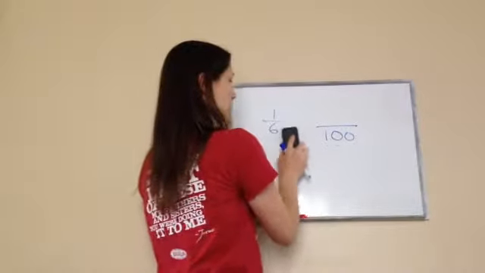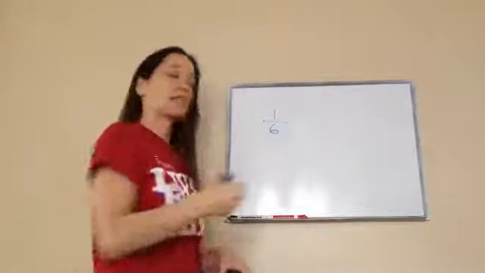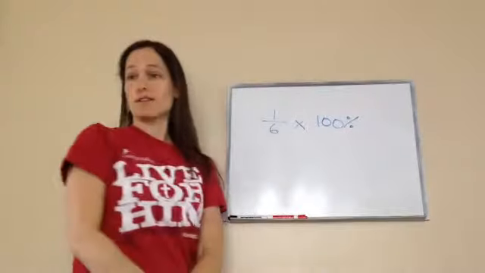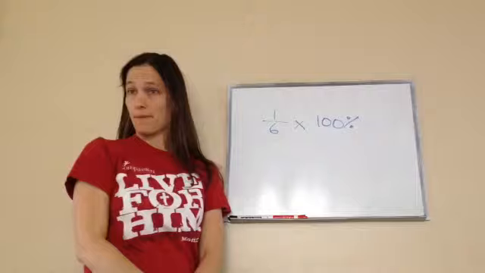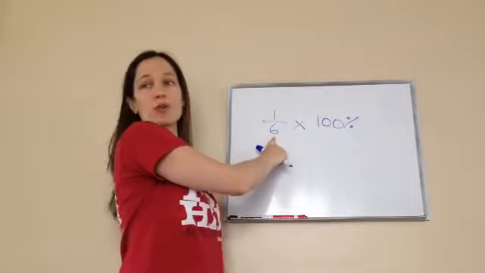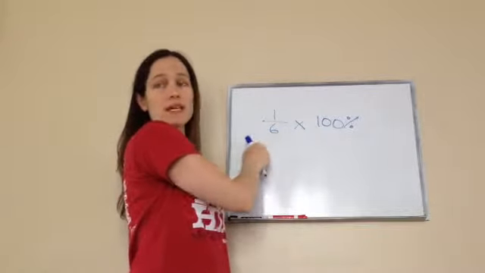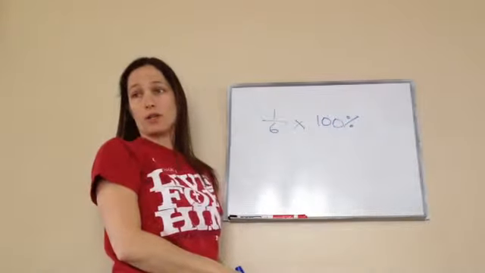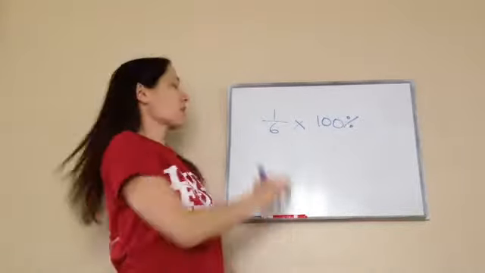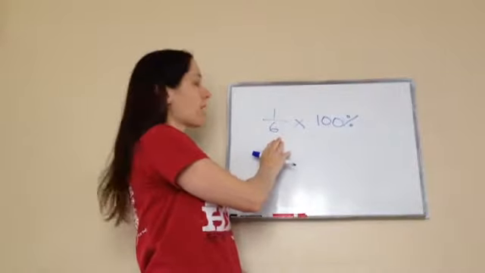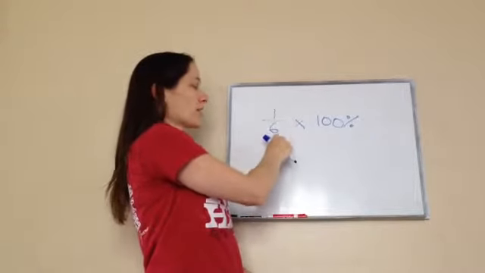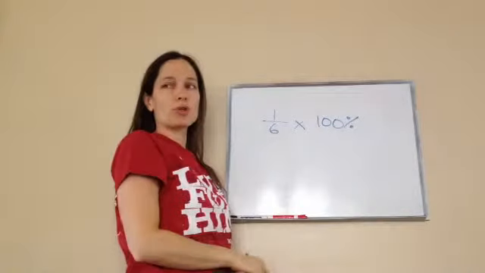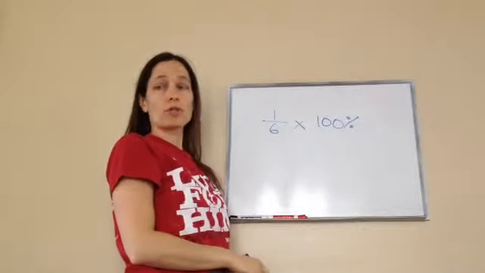We're going to just do this. 1/6 times 100%. Okay, so stay with me. When you come to one that you don't know how to make into a 100, you're just going to multiply it by 100. Okay, so watch what happens. 1/6 times 100. Do you remember what I told you could do with a whole number to make it into a fraction?